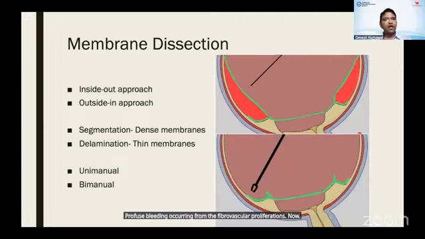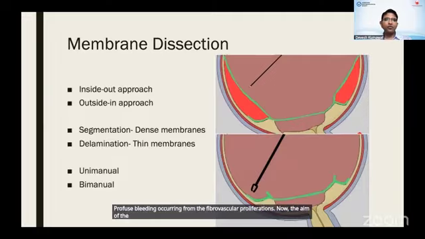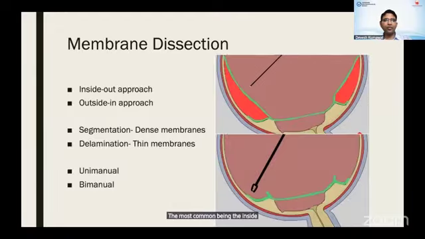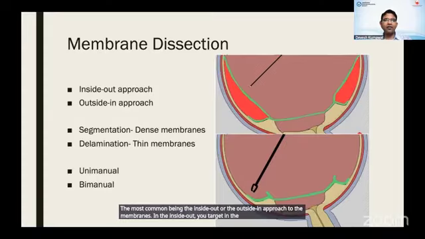Now, the aim of the surgery is to remove the membranes from the posterior pole as much as possible safely. And there are different approaches that you can use, the most common being the inside out or the outside in approach to the membranes. In the inside out, you target the peripapillary area first, and then you go out as you dissect these membranes. And in the outside in approach, you start from the periphery and then approach the center later on.